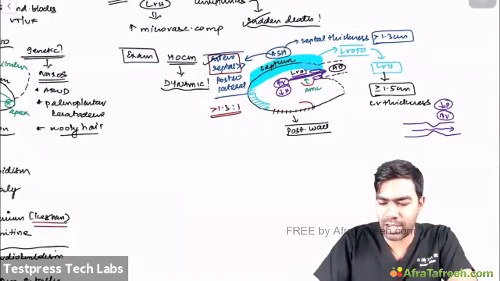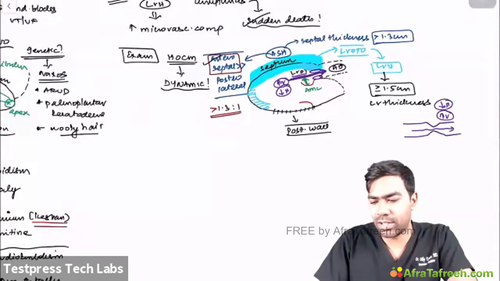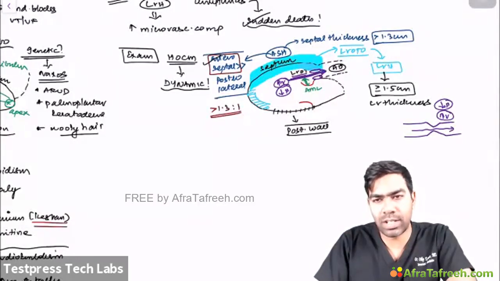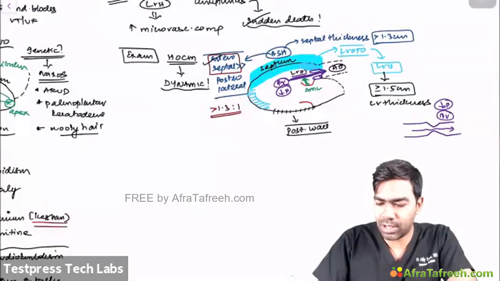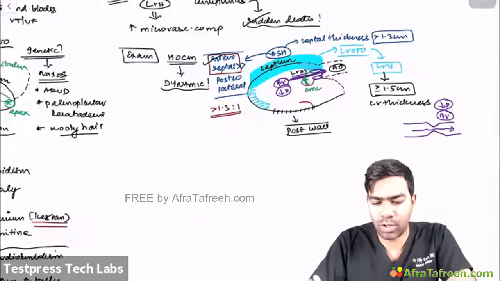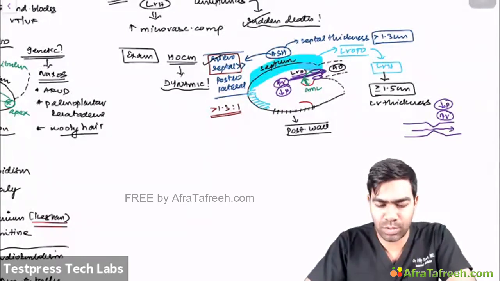This is going to suck the anterior mitral leaflet towards the LVOT. And actually, the sucking of the anterior mitral leaflet towards the LVOT is going to cause more issues, because once this anterior mitral leaflet goes and impinges on the left ventricular outflow tract, that is going to cause more and more obstruction, and that's going to cause more and more problems.